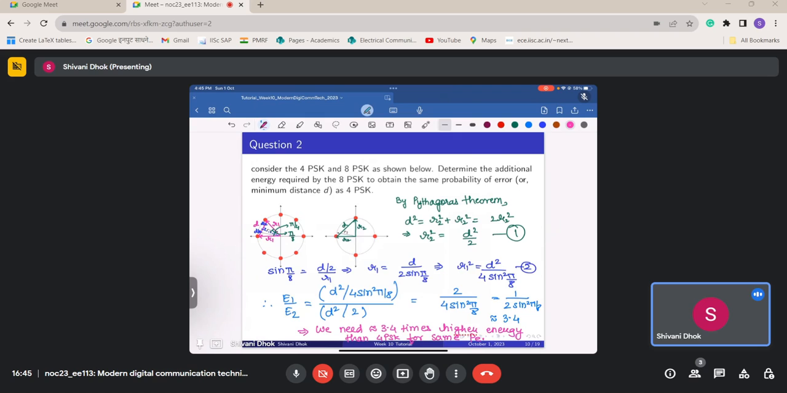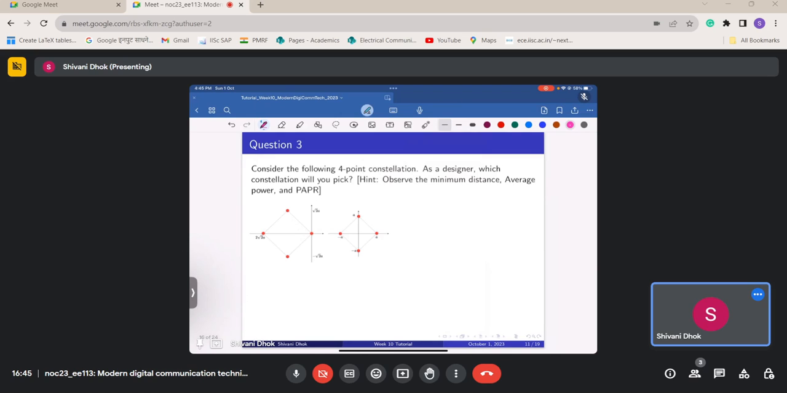Okay, if there are no questions, then let us go ahead and see question 3. So what we need to find here is, let us consider the following 4-point constellations. Now the question is, as a designer, if you have been asked to design a particular constellation scheme, which of the following two will you pick? And in order to do that, what all things should we look at? So we should look at the minimum distance, the average power, and the PAPR. How to characterize it? By observing these quantities.